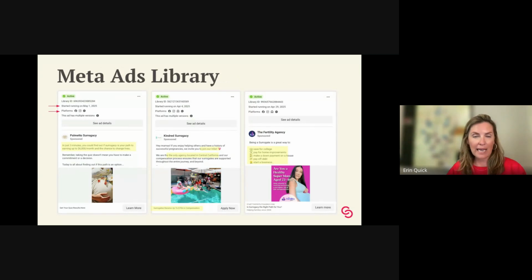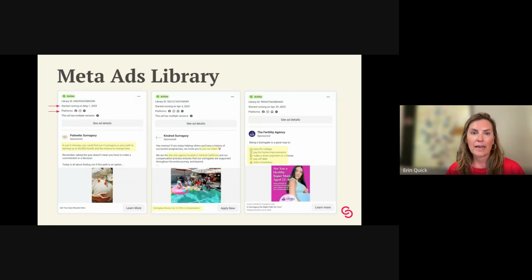So Meta Ads Library, for people that don't know, this is a free service. If you are using Meta, you can log into the Meta Ads Library and you can see literally any active ad. And so it's specifically for surrogacy agencies.